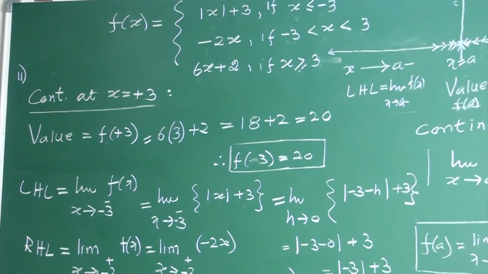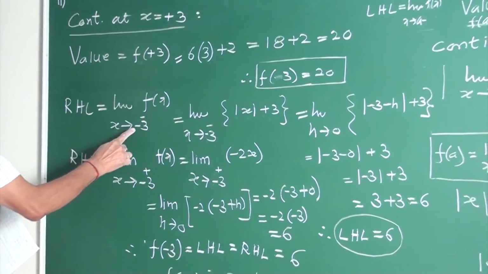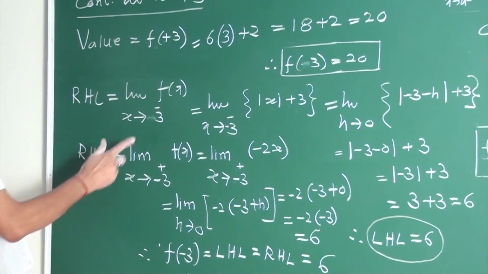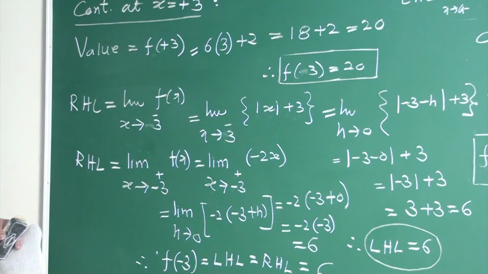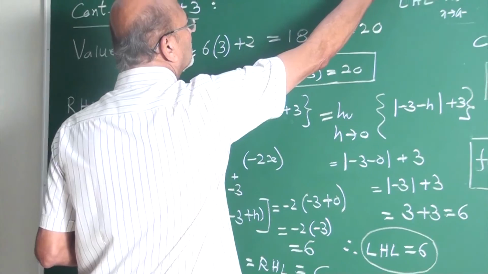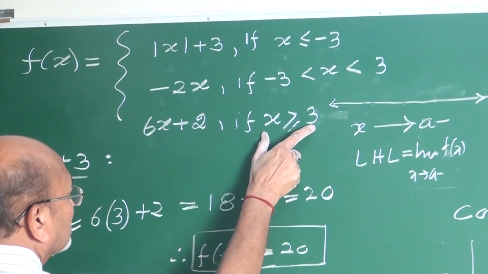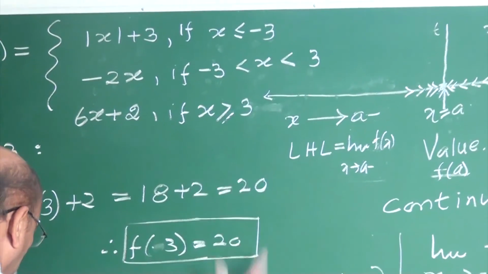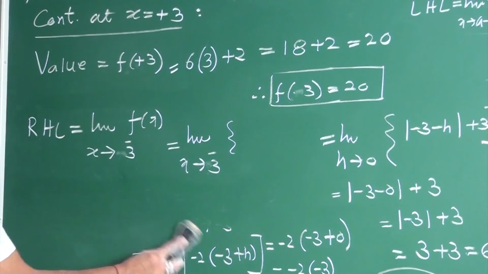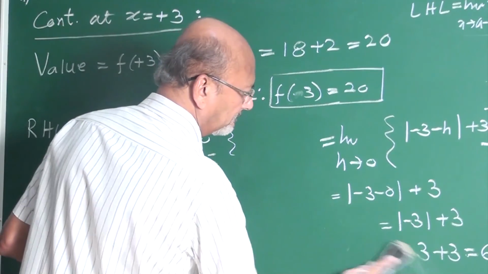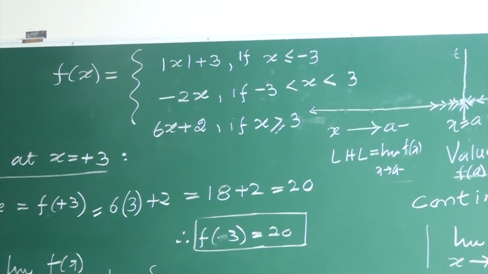Next, I make it first, the LHL: limit as x tends to 3 minus. 3 minus means x is less than 3. When x is less than 3, it is minus 2x.